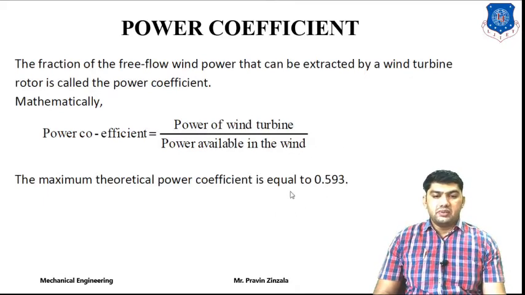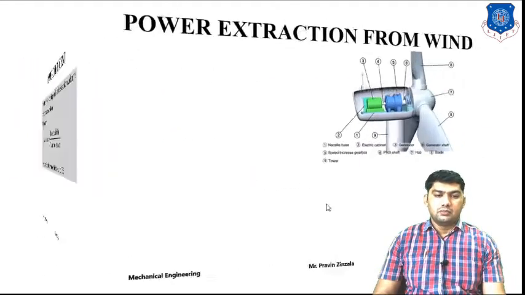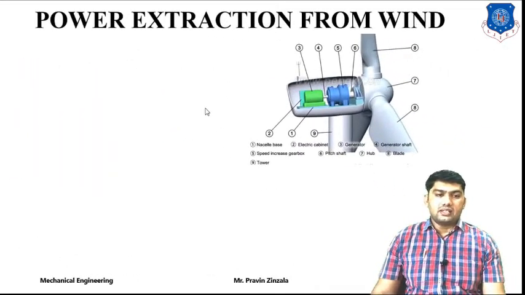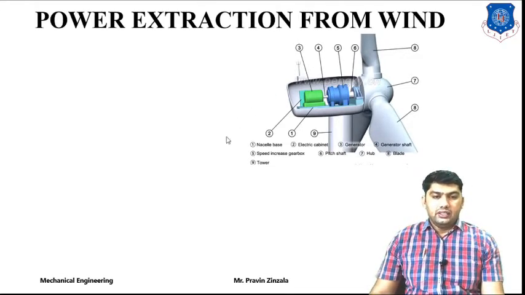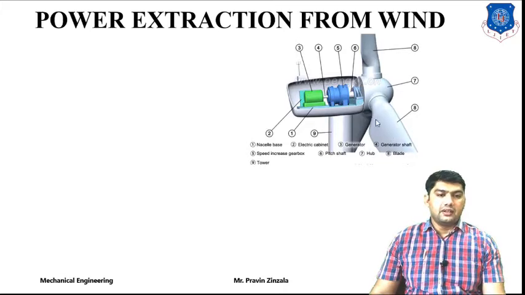Throughout the session we will derive the equations of efficiency, power, thrust and maximum power. Now we are starting the derivation of power extraction from wind. In the power extraction equation we are considering a horizontal axis wind turbine: this is the propeller type wind blade, this is the rotor, this is the shaft, this is the gearbox, this is the generator and this is the nacelle.